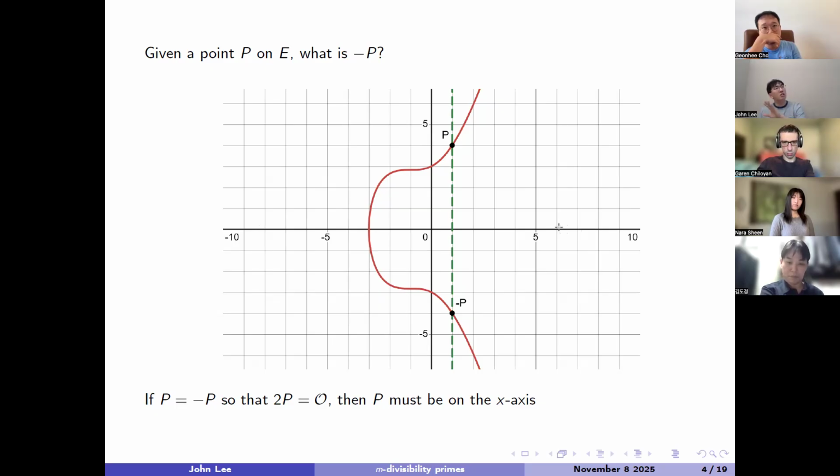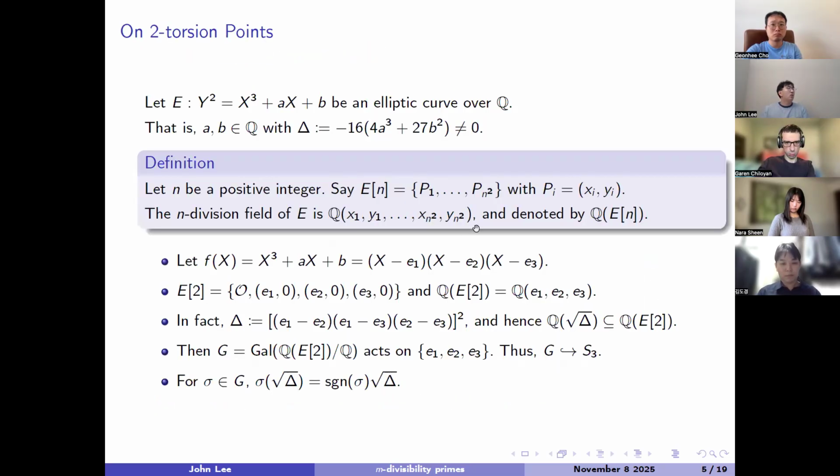But there's another case of elliptic curve that intersects three times, where we have one circle and a curve, so we have three distinct points where the elliptic curve and the x-axis intersect. Okay, so now let's focus on this 2-torsion point as a baby example, some motivation to understand the divisibility problem.